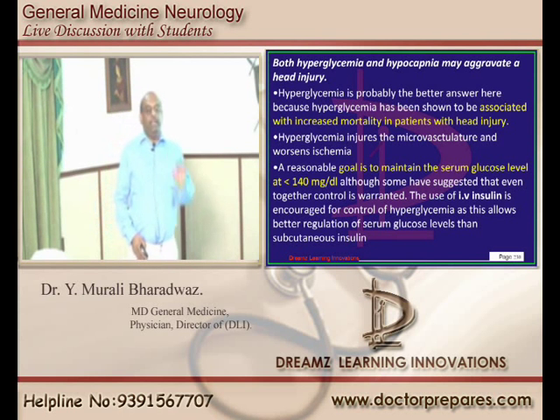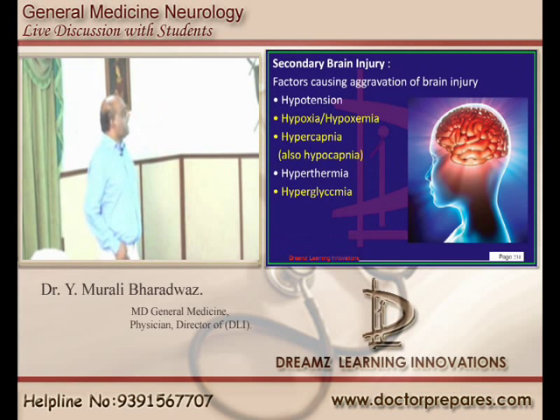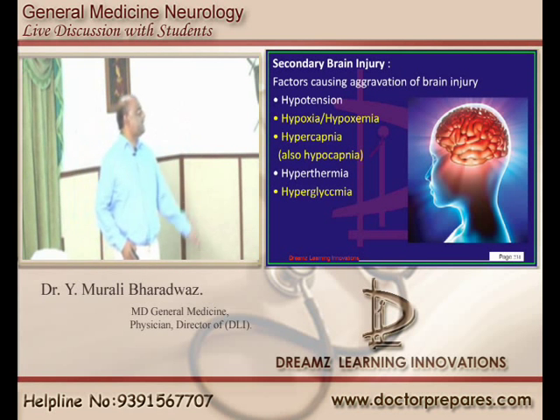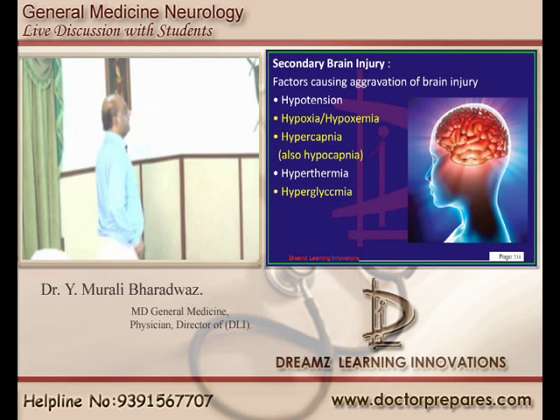Hyperglycemia is associated with increased mortality. So strictly you should see that the glucose levels are controlled to be less than 140. So hypotension, hypoxia, hypercapnia, hyperthermia, hyperglycemia, these are called the factors that aggravate the secondary brain injury, is what you need to basically remember.